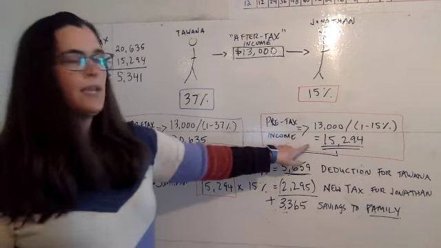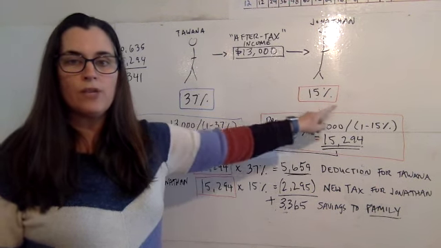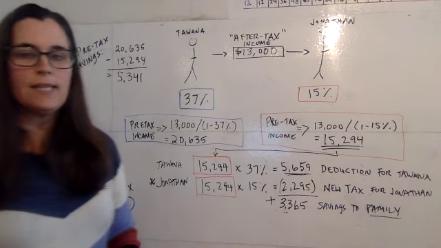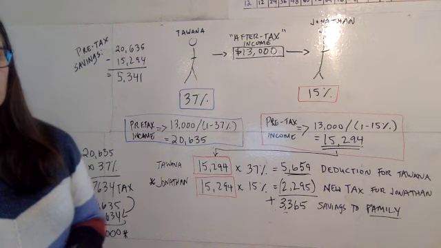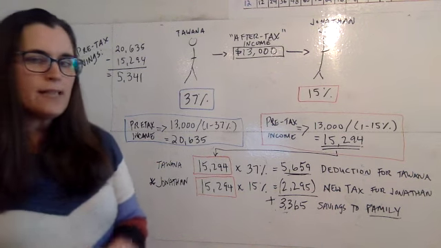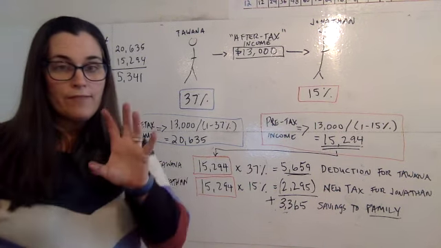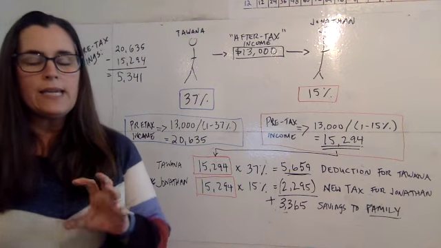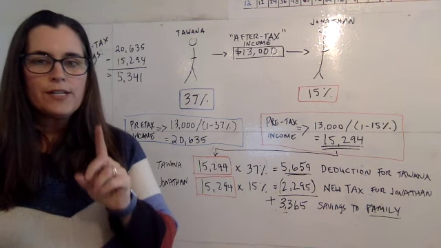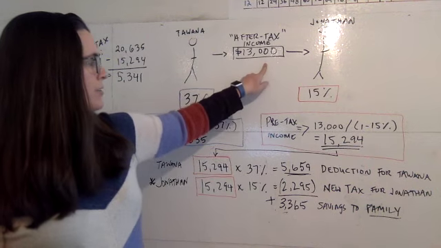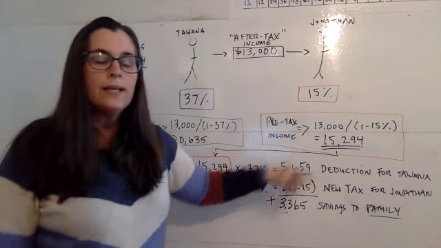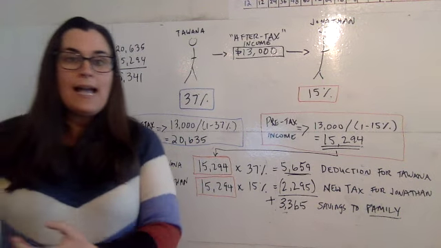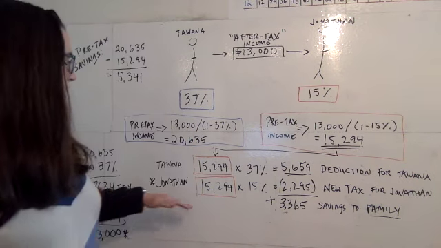We're going to do the same thing for Jonathan, except now we're going to use his marginal rate. And we're going to see that his pre-tax income is $15,294. Okay. This means that if he becomes her employee, in order for her to get him the $13,000, she has to actually give him a paycheck of $15,294. The reason is she wants to account for the tax that's eventually going to be taken out. So now let's go to the next step.